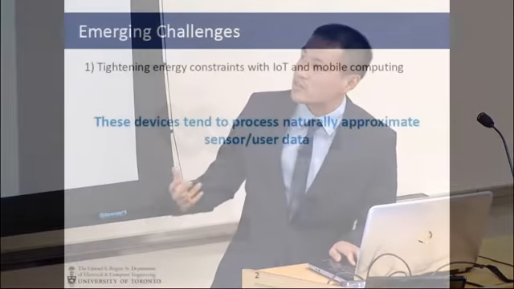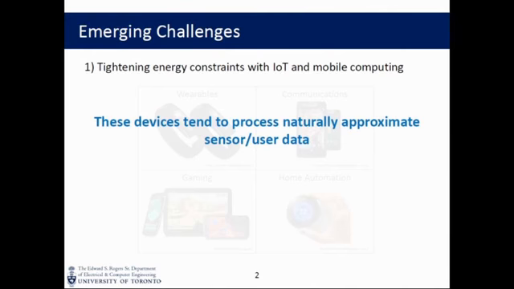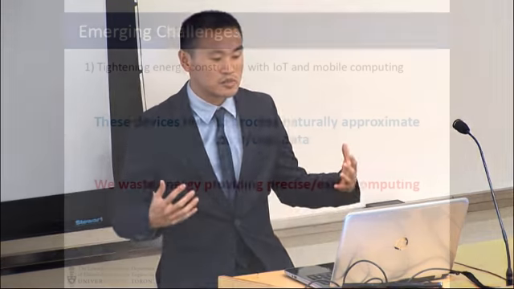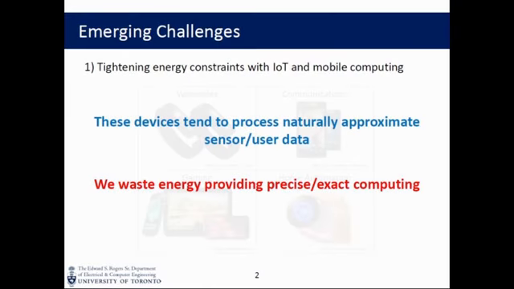And the second thing, though, is that with a lot of these systems, what's common is that they tend to process naturally approximate information, whether that be noisy sensor data, user subjective input, or multimedia content. What happens, though, is that our conventional systems just weren't built for this. Our conventional systems provide this precise, exact computing platform that wastes considerable amounts of energy for this naturally approximate information.